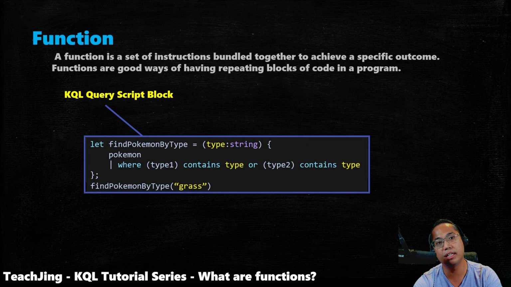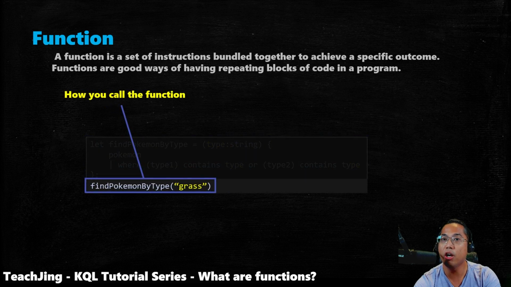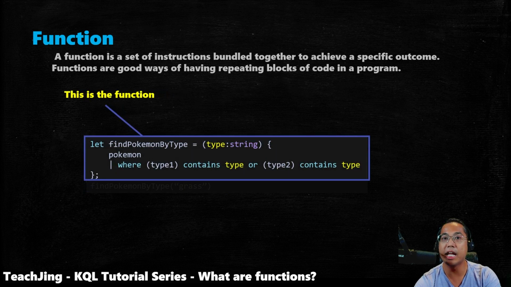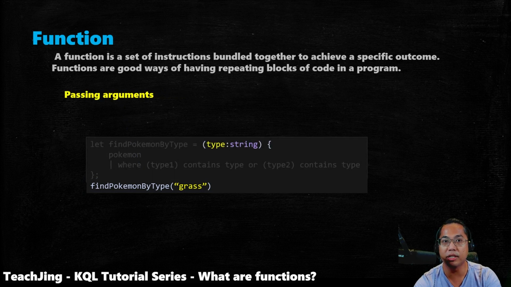Let's say you have a KQL query script block. It's a block of code that's going to query your data, okay? And here is the function, and here's how you call the function. Let me show you again. Here is the function, and here's how you call the function. Do you notice anything different? It's a lot less code. You just call the function and you pass some arguments, and now the function runs it. Simple as that. It's so much nicer to just run the code like this, right?